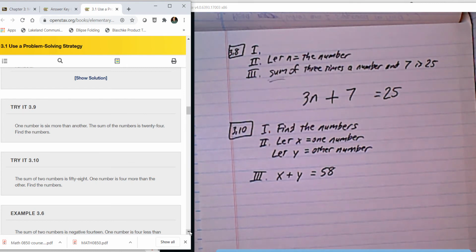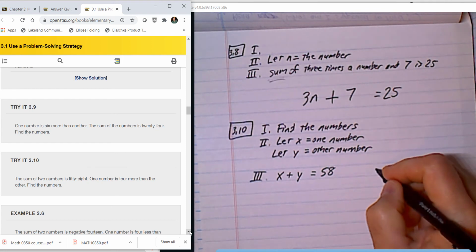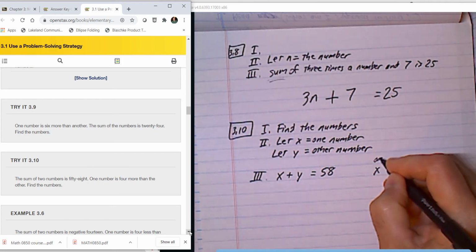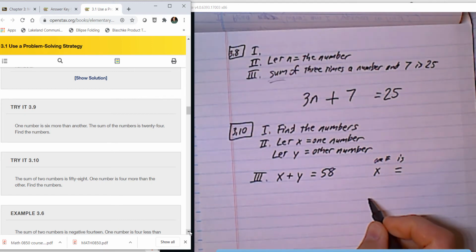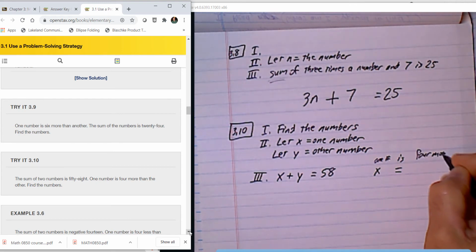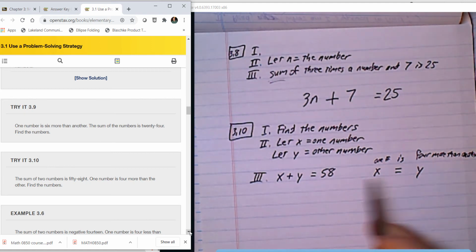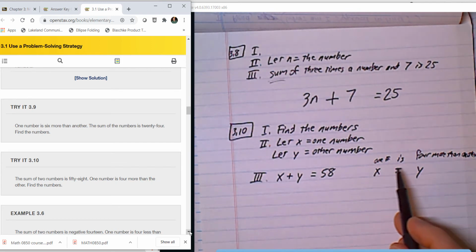Sometimes students really have a tough time translating that second sentence into an equation. So I'm going to see if I can help you. One number is, most people are okay up to there. Now, it says 4 more than another. So here's my question. If I put a y here for the other number, is this true or false? And you're going to say that's false. They're not the same. This one is 4 more than that one.